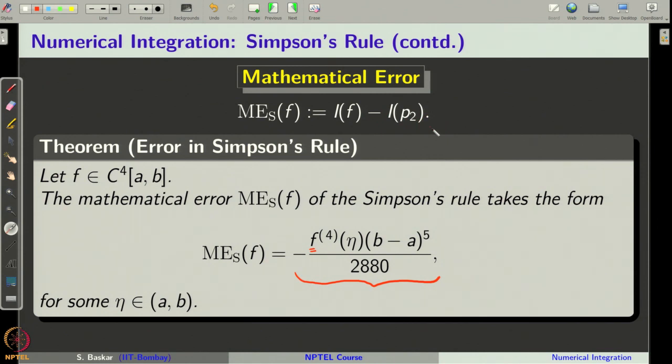The proof is not very difficult, but it is a little bit involved. Therefore, we will omit this proof for our course. However, we have given the proof in our notes. Interested students can go through the proof.